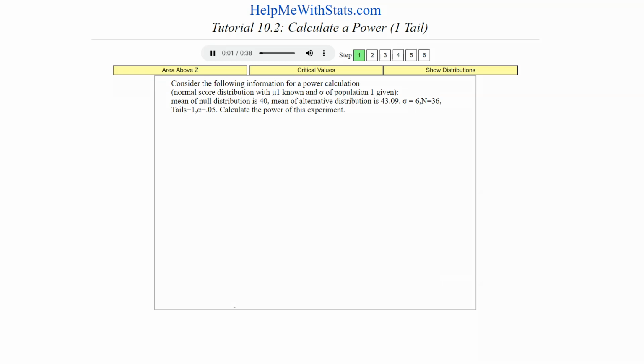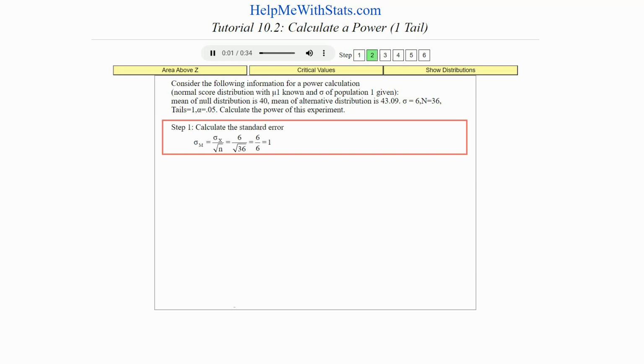Let's work through another problem calculating the power, but this time the hypothesis test will be directional, because there is previous evidence to suggest that the mean of the alternative distribution will increase. The alpha level will be 0.05. The population mean is given at 40 and the mean of the alternative population is 43.09. The population standard deviation is 6. There are 36 people, and we are using a one-tailed hypothesis test with an alpha level of 0.05. What is the power of this experiment?